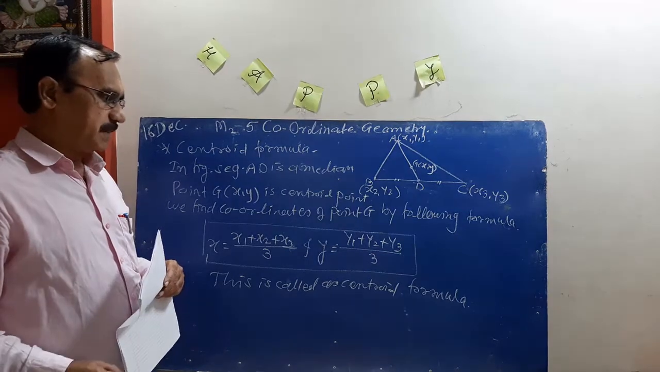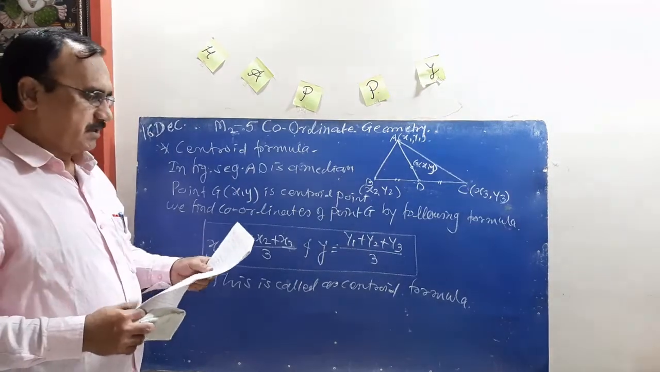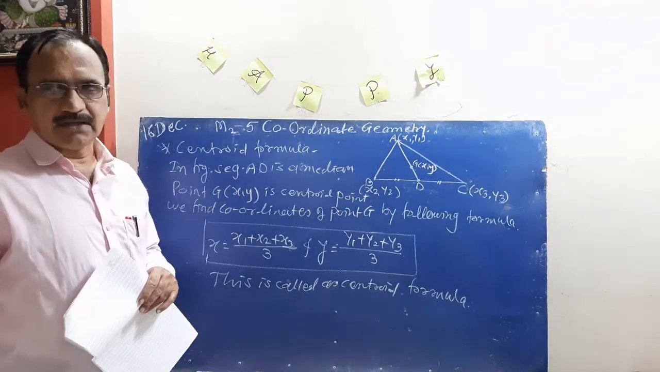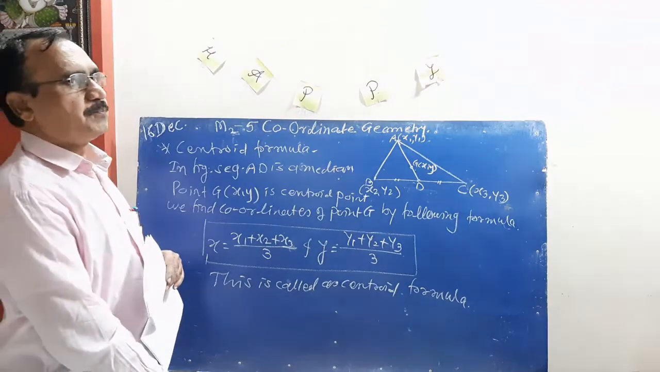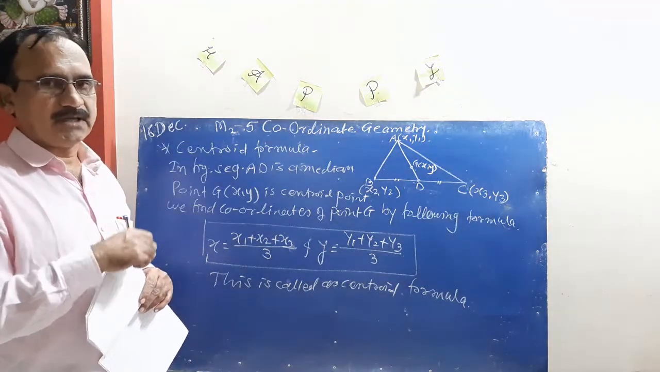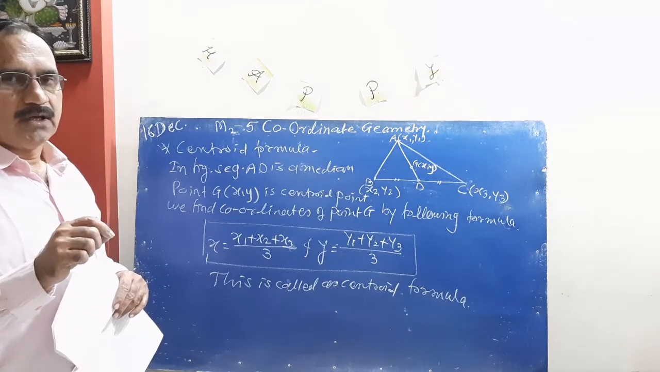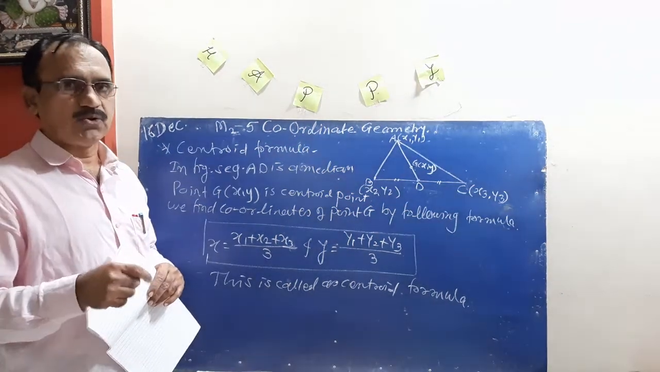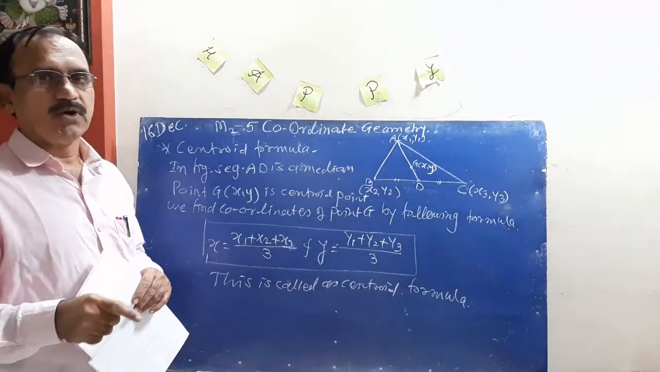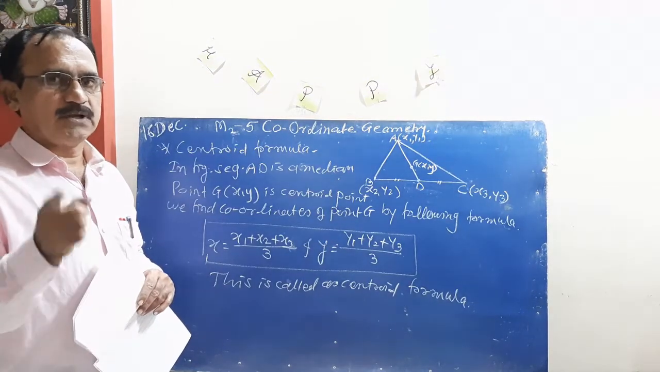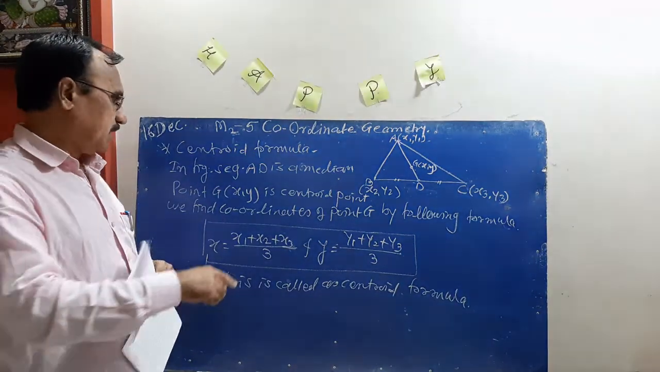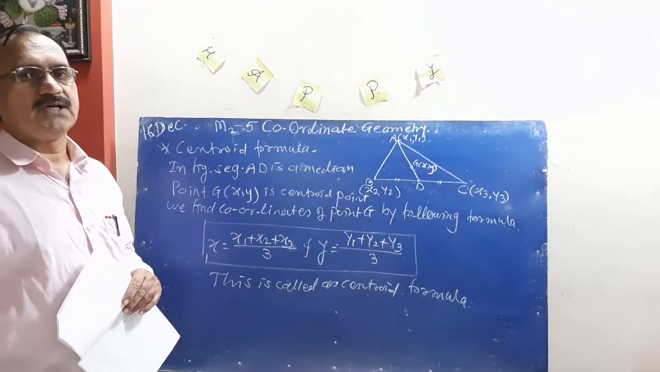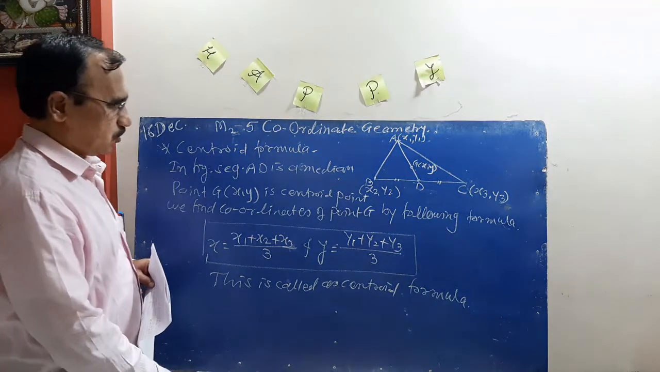There are only three formulae: section formula, midpoint formula, and the third one is centroid formula. What is section formula? X is equal to mx2 plus nx1 divided by m plus n, then y is equal to my2 plus ny1 divided by m plus n. Then midpoint formula, x is equal to x1 plus x2 divided by 2, and y is equal to y1 plus y2 upon 2. And centroid formula, x is equal to x1 plus x2 plus x3 upon 3, and y is equal to y1 plus y2 plus y3 upon 3. Okay?